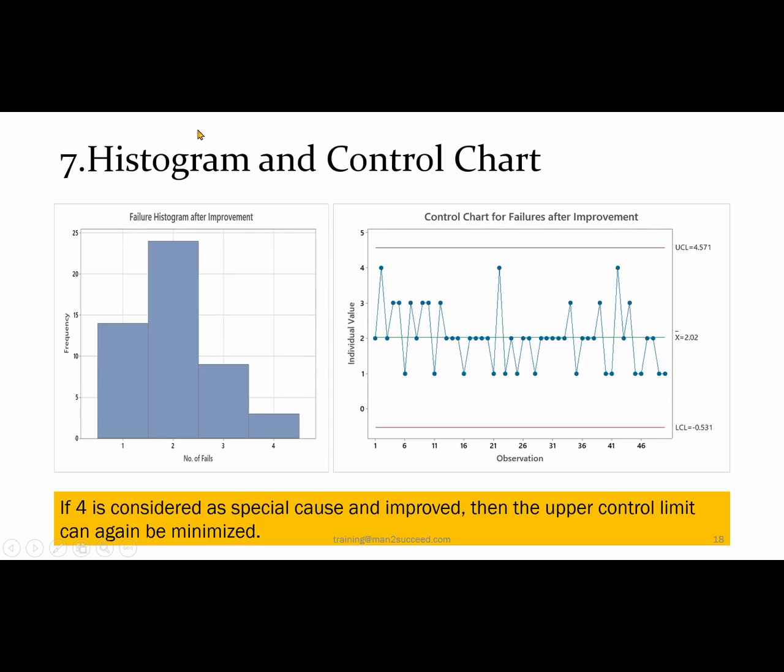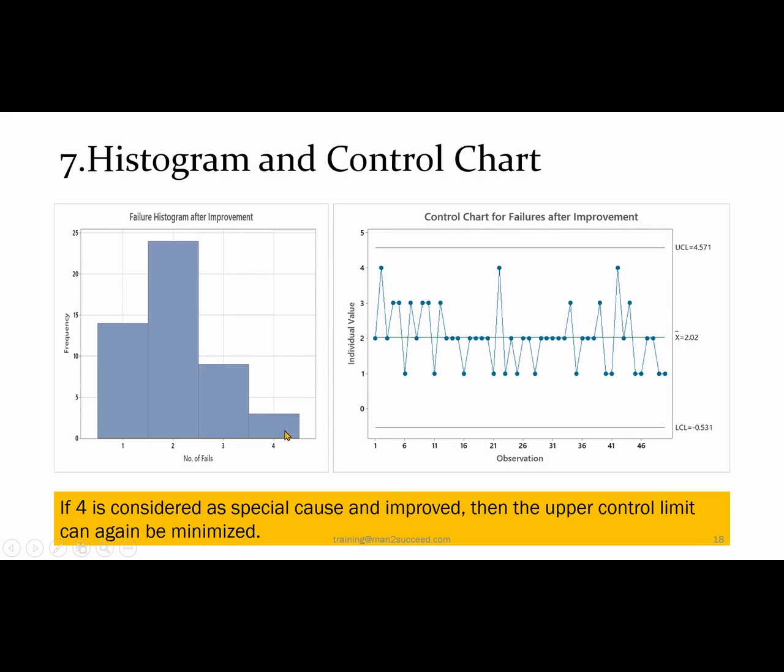Sustaining the result is achieved through histogram and control chart. Histogram and control chart they made, and this is the histogram, number of failures, how many failures have happened in the subsequent period they have taken. A number of failures, it is only one, that is there, 1, 2, 3, 4. So 4 is very, very less.